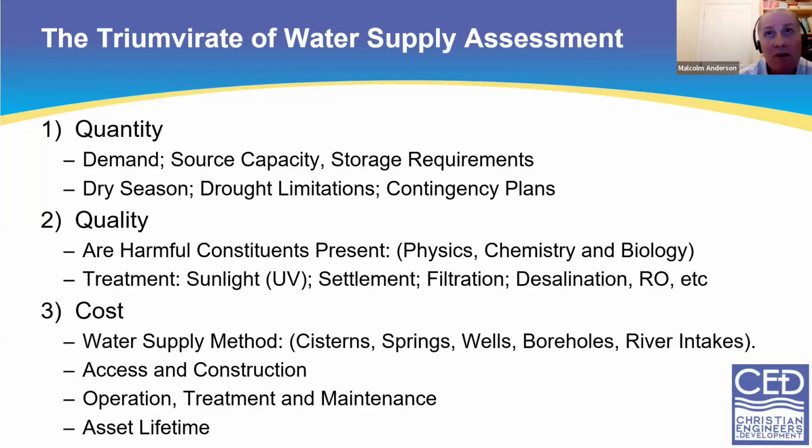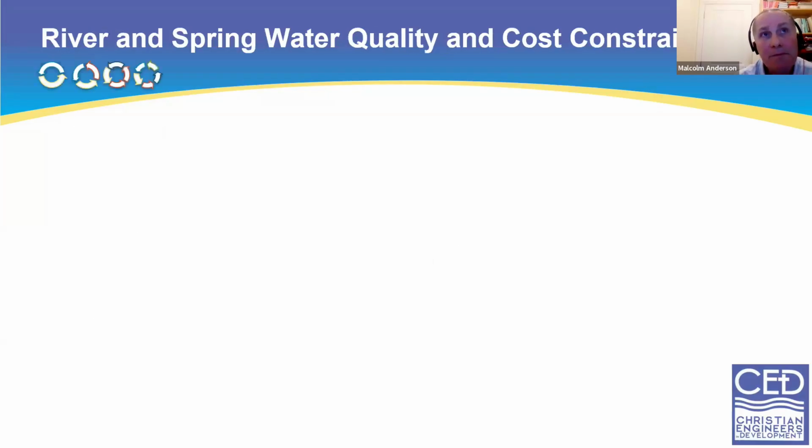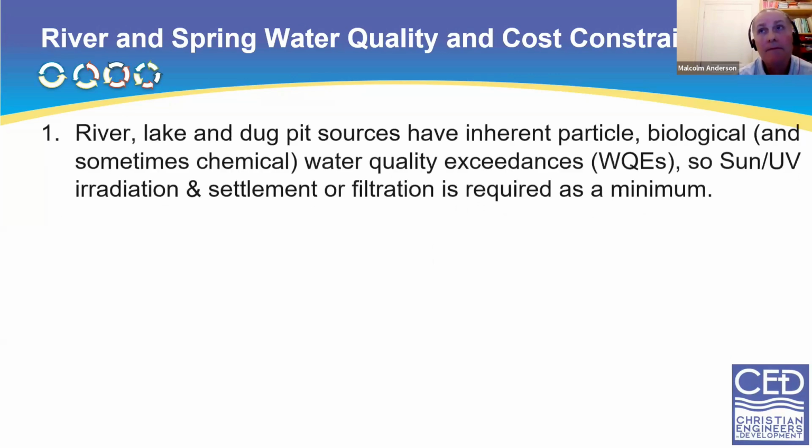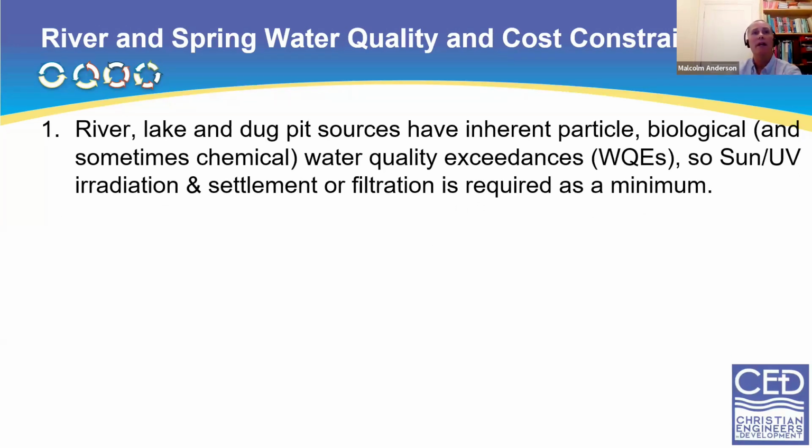So again, the triumvirate of water supply assessment, remember it's quantity, quality, and cost that we're using to assess which is best. And here, the quality is one of the big constraints because it's one of the biggest costs, and it's often the one that gets left off. It's easy to fall into the trap of thinking it's just the water supply quantity that I want, but the quality often is where the cost is.